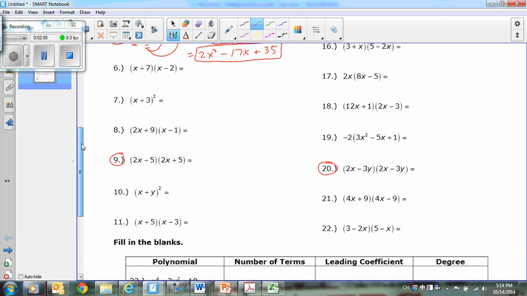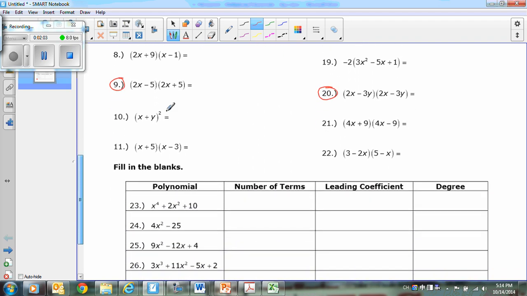Okay, now notice that number 9, we're multiplying together 2 binomials that are exactly alike, except that one is a difference and one is a sum. So whenever we have a situation like this, a plus b times a minus b, or we could turn that around and say a minus b times a plus b, that's what this problem looks like. 2 binomials, one's a difference, one's a sum. The result is always going to be the first term squared minus the last term squared.